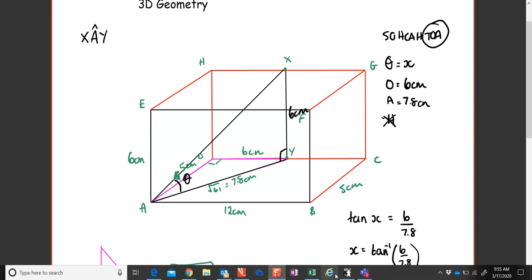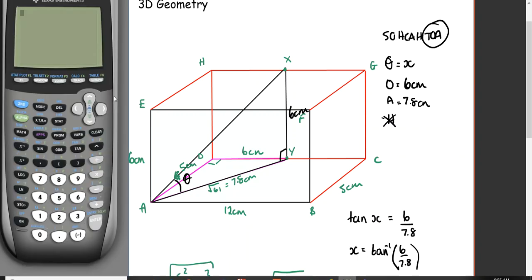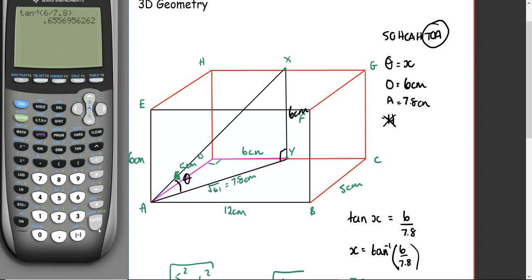So on my calculator, we're going to do the inverse tan of, and I'm just going to put it straight in, 6 divided by 7.8, close brackets, press enter. I get that number. What do you get? I get 37.6. And who's right?